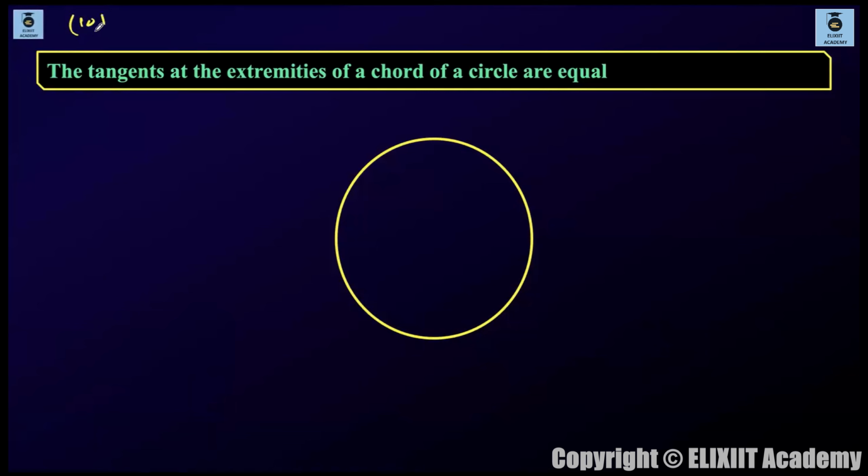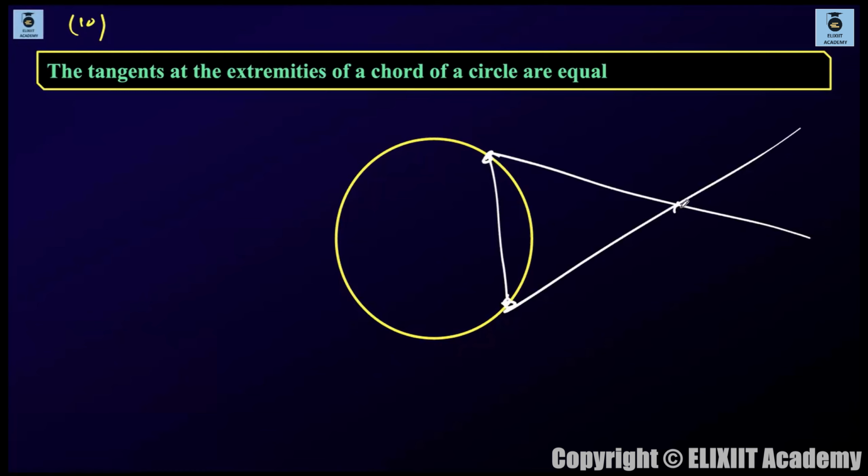Point number 10. The tangents at the extremities of a chord of a circle are equal. What is the meaning of this? First you take a chord. Tangents at the extremities of a chord. Extremities means the endpoints. So you take the endpoints, then you take the tangents at these points. The tangents from these two points are intersecting at some point.